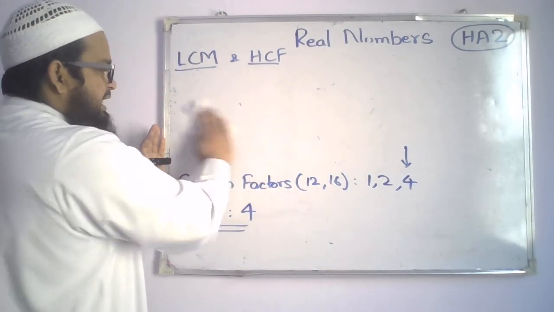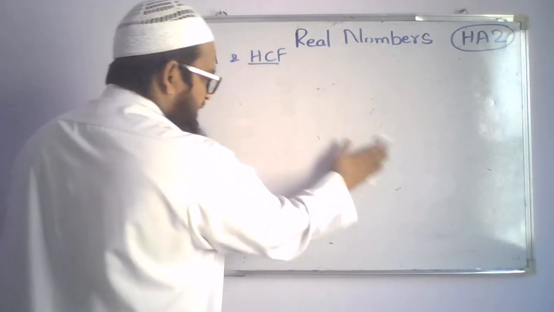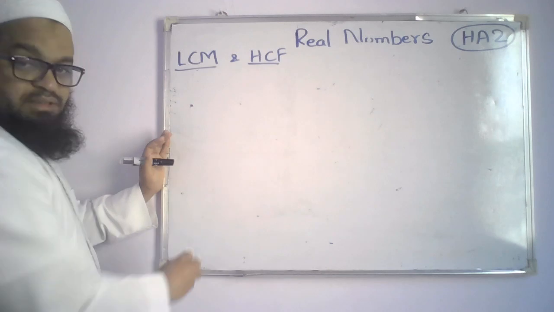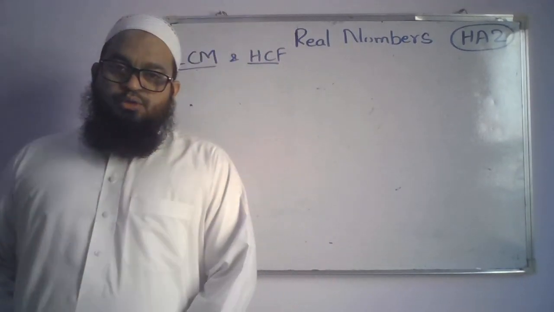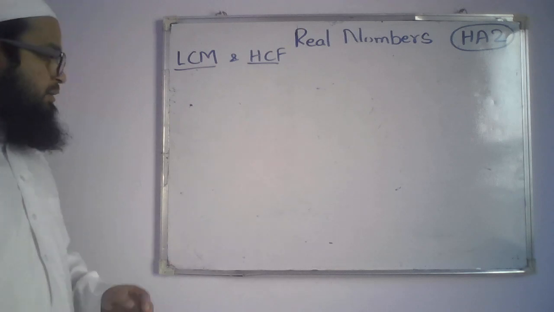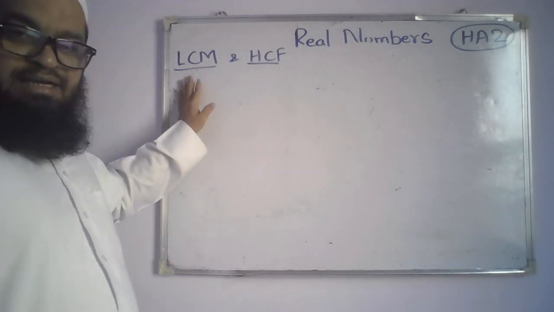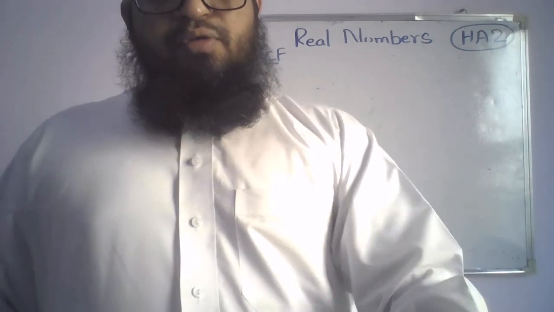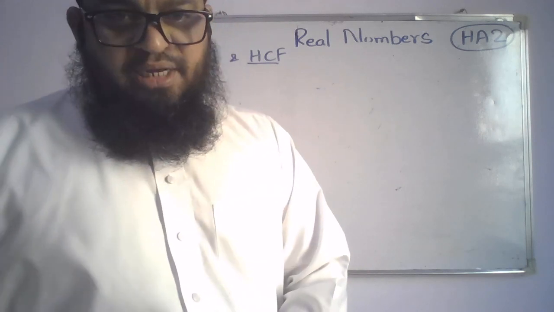Now let us see how to find the least common multiple and the highest common factor using prime factorization. Understood? Yes, students, we are talking about LCM and HCF, right? Now, let us see how to find LCM and HCF using prime factorization. For that, I'll use the home assignment problem.